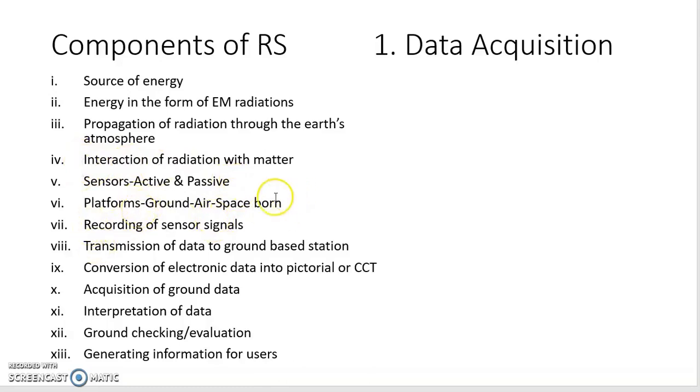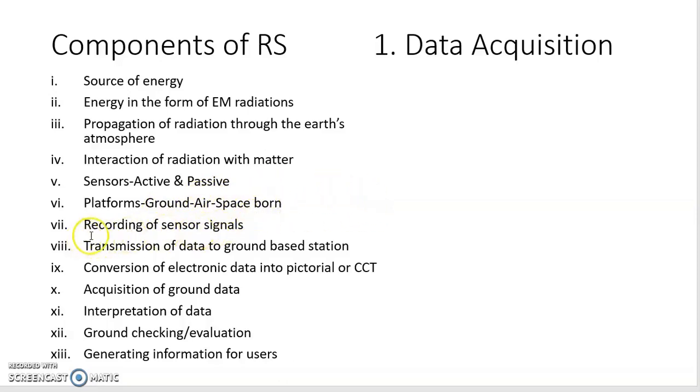You have active and passive sensors based on the source, whether it's an artificial one or a natural source. Based on that, we divide the sensors into active and passive. Then you have platforms on which these sensors are mounted. They may be ground-borne platforms, or airborne, as in aircraft, or spaceborne, which are satellites.